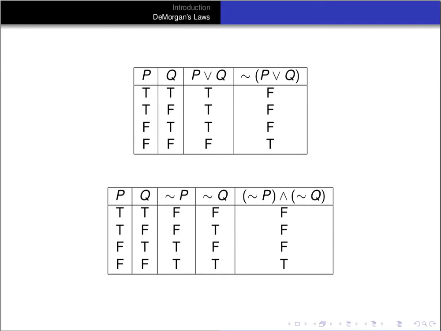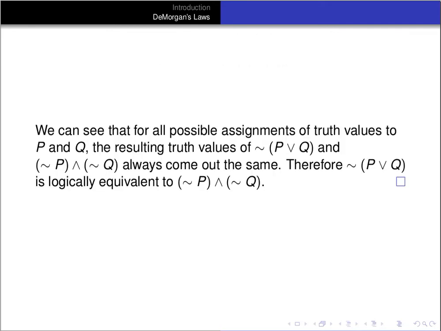So you can see then, again, the conclusion here is that for all possible truth assignments of truth values to P and Q, the resulting truth values of the negation of P or Q and not P and not Q always come out the same. And that exactly means, that's what we mean by logical equivalence. Not (P or Q) is logically equivalent to not P and not Q. Okay, so we've seen a proof now of DeMorgan's laws.